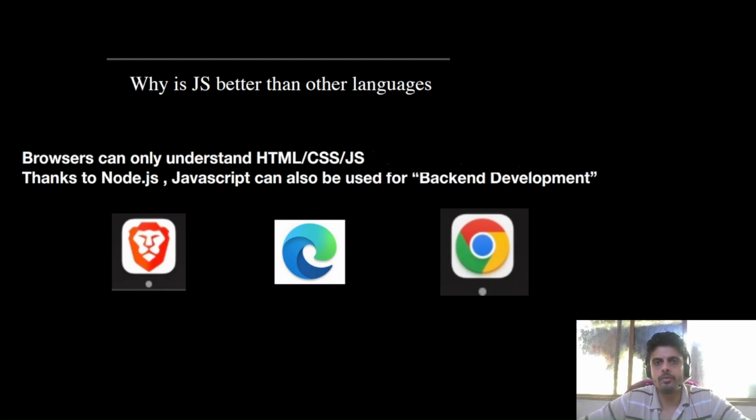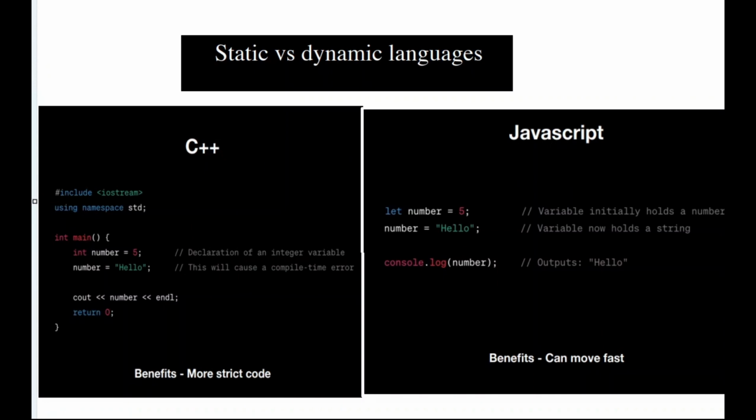So suppose you have only learned one single programming language. In that case, with the help of just JavaScript, you can create an entire full stack web application with the front end in a JavaScript framework and the backend also in a JavaScript framework with the help of Node.js. So JavaScript is a dynamically typed language.